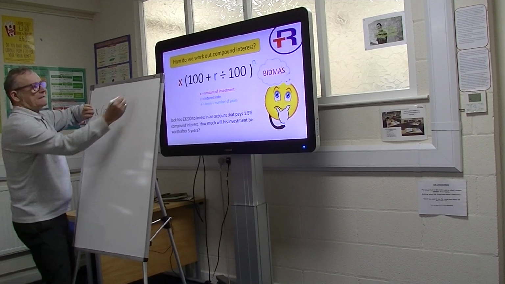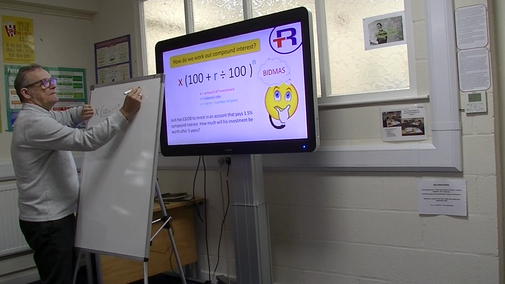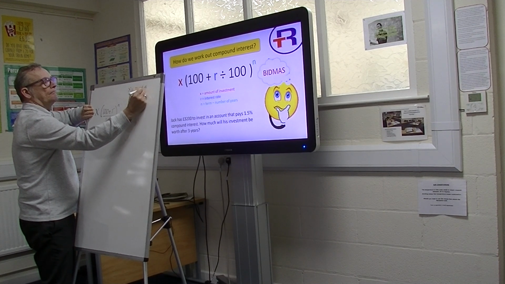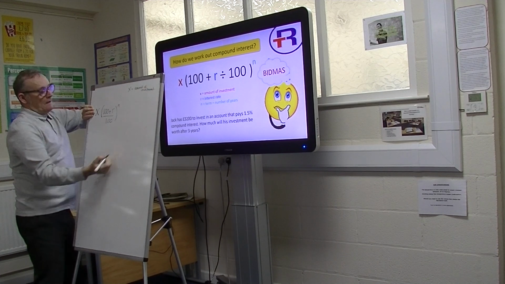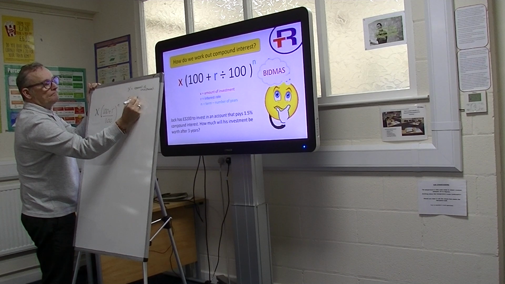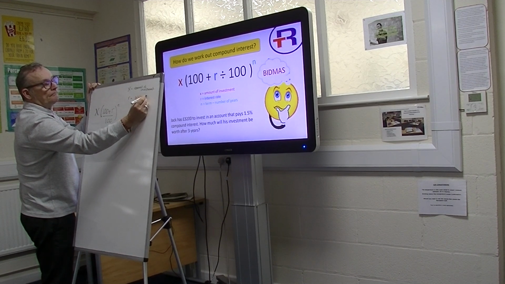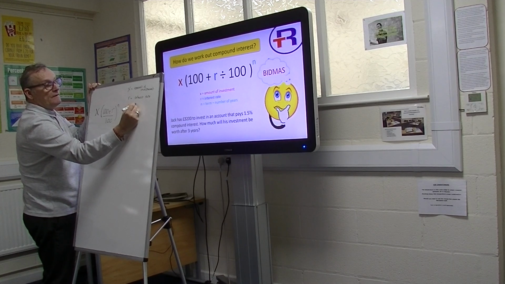So, X stands for your amount of investment. The R stands for the interest rate. And the N stands for the number of years, or the term.